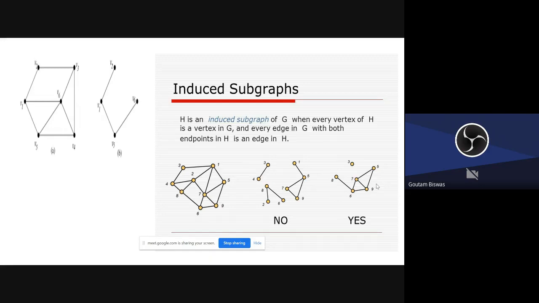Okay, so these are the examples. Here also, this is the graph, and this is the induced subgraph. 1, 2. So this edge is removed. Then V5 is there, and V6 is there. Okay. So V1 and V6, this connecting edge has also been deleted. So this is edge induced. Okay, and this is vertex induced. Next.